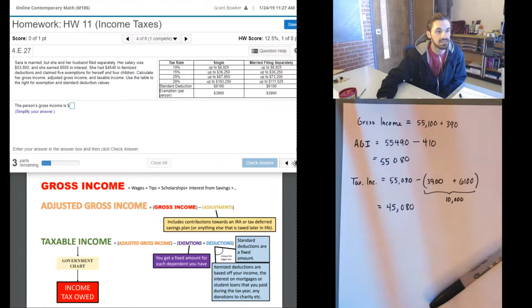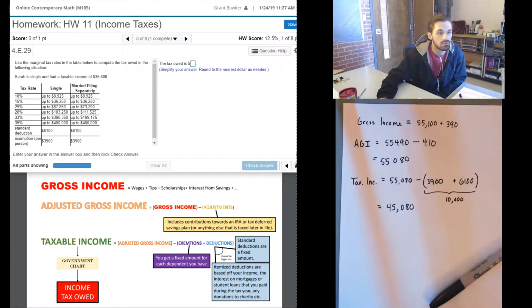More of the same. All right, here's what I'm looking for. Use the marginal tax rate in the table below to compute the tax owed in the following situation.